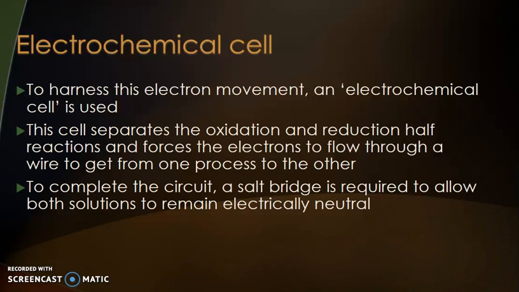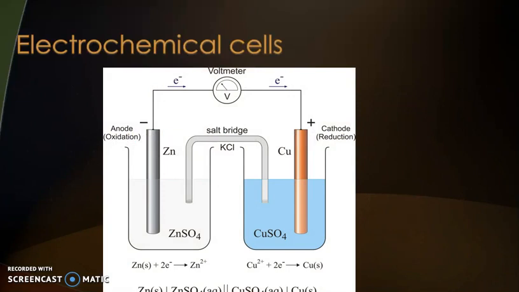Now, of course, all these words are quite random at the moment. So let me show you what I mean in terms of a diagram. We're going to make one of these in class as well. Actually, we're probably going to make several in class. If we have a look at this diagram, you can see that on the left-hand side, in this beaker, I have a solution of zinc sulfate and a piece of zinc. On the other side, I have a solution of copper sulfate and a piece of copper.